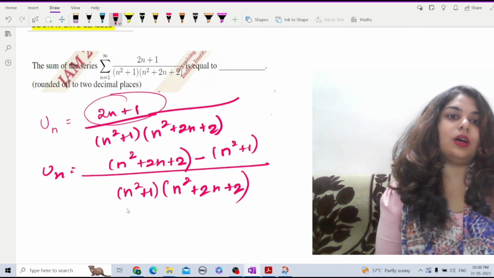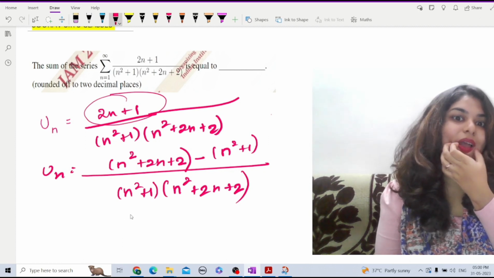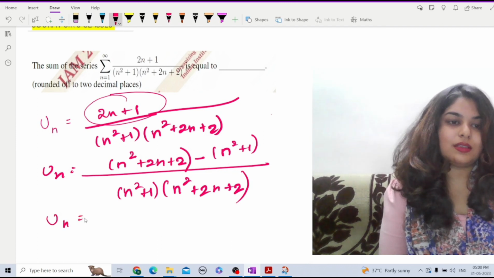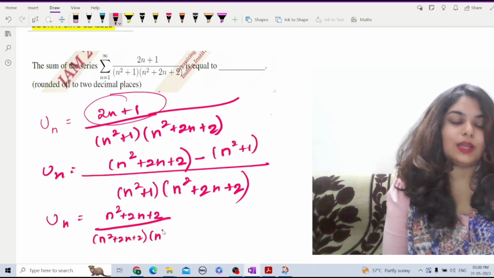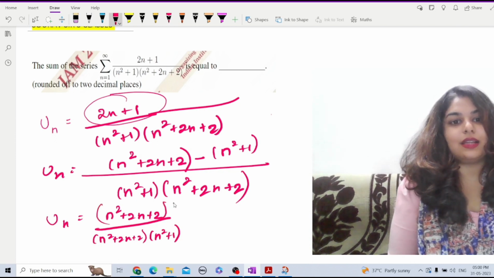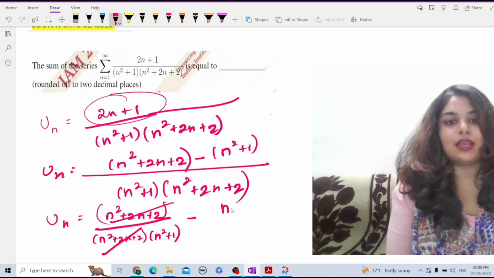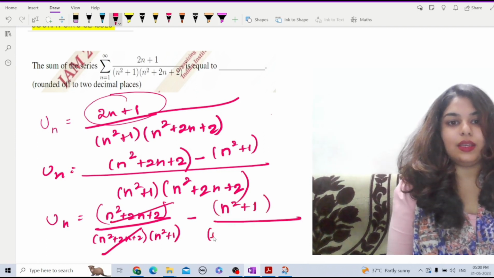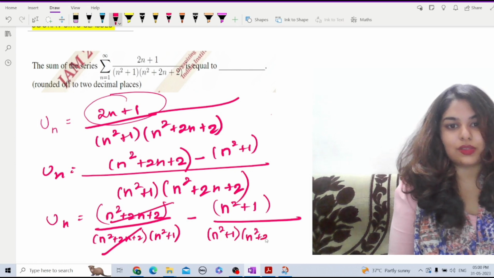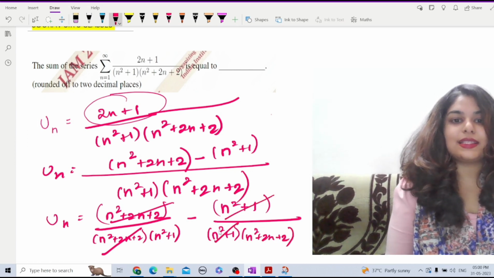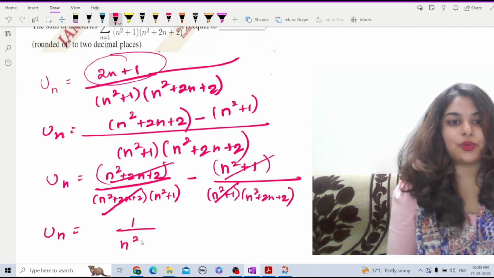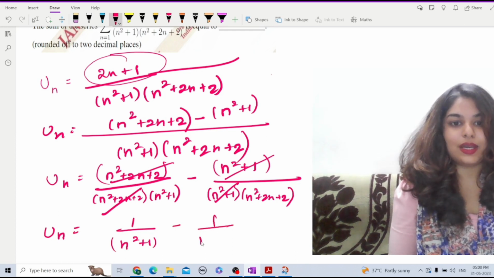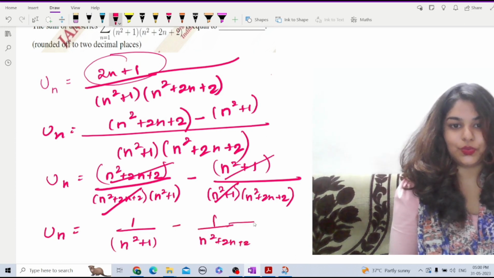Now if you simplify this, that is n square plus 2n plus 2 divided by n square plus 2n plus 2 into n square plus 1, you can see that this term gets cancelled. Minus n square plus 1 whole divided by n square plus 1 into n square plus 2n plus 2, again this gets cancelled. So ultimately we have un equal to 1 by n square plus 1 minus 1 by n square plus 2n plus 2.